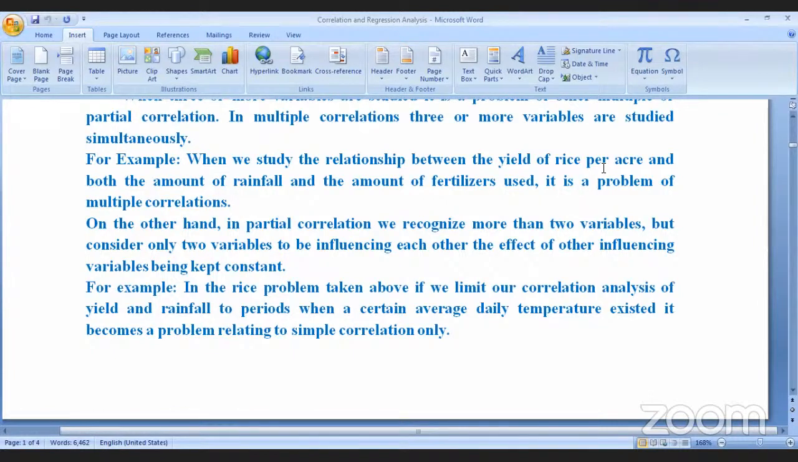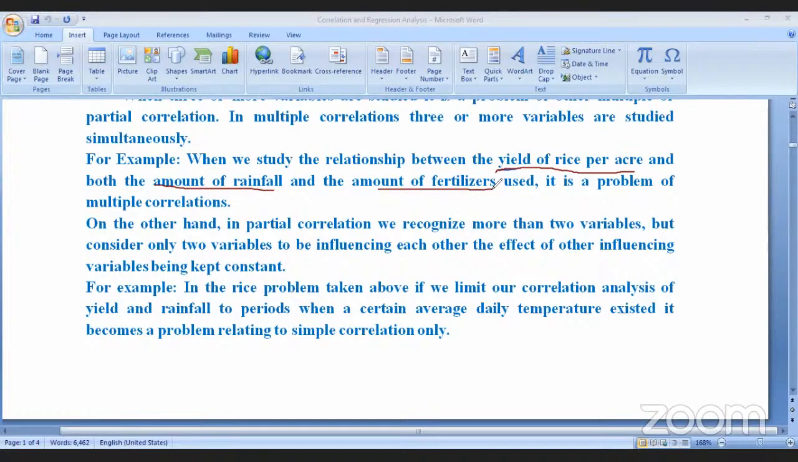In the same manner, the yield of the crop depends upon rainfall, the second variable. If appropriate, good rainfall is there, all the farmers are happy. They also need to apply some fertilizer, because for the paddy seed that is cultivated, different diseases will come in four or six months' time. That is why they need to apply fertilizer also. So here, three aspects we are focusing on: the yield of rice per acre, the amount of rainfall, and the amount of fertilizer used. Three variables are involved, so it is a problem of multiple correlation.